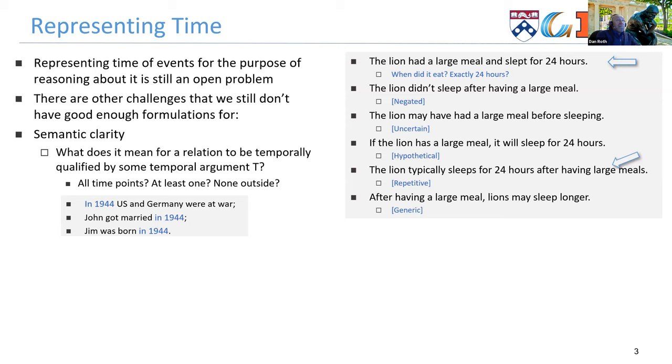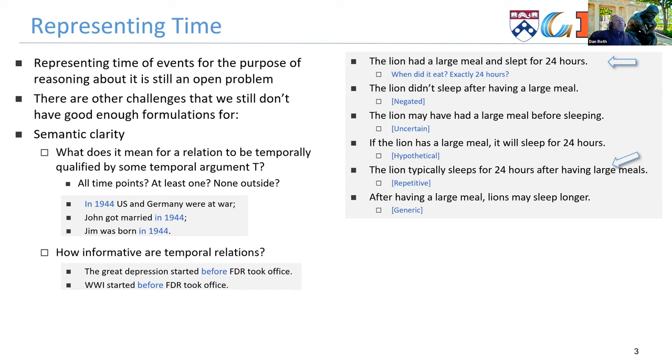Moreover, temporal relations or temporal information often conveys a lot of information that goes beyond the time. So if you look at these two examples, I can start with the second one. World War I started before FDR took office. And that's basically just a fact. And they tell us something about the order of these events. If you read the first one, the Great Depression started before FDR took office.